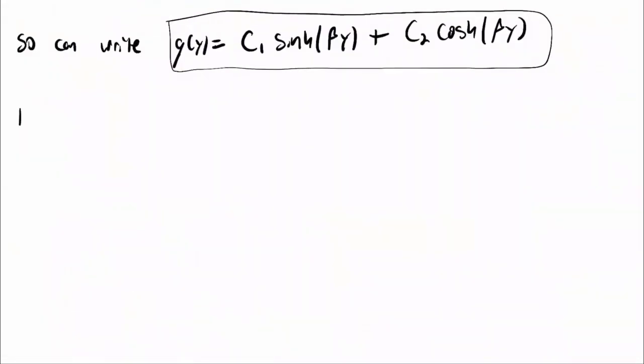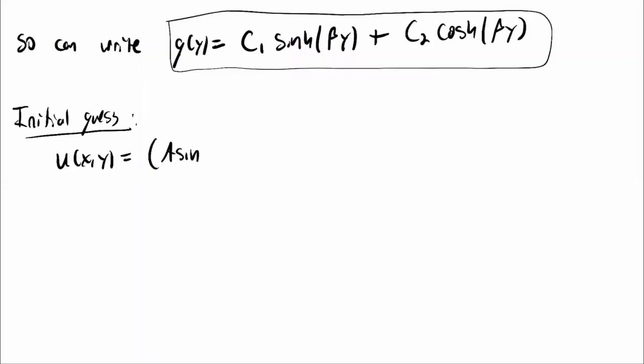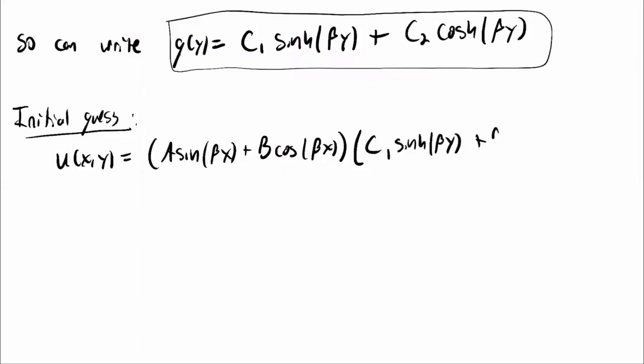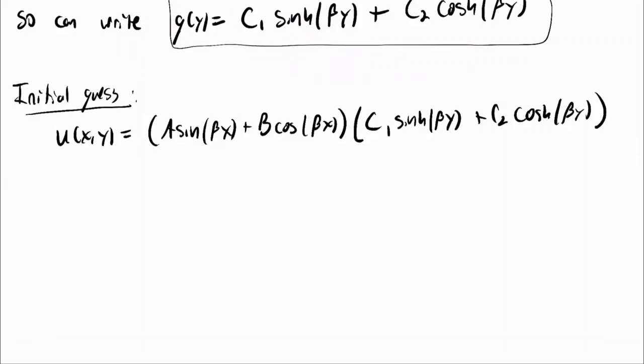Right, and so now our initial candidate, or our initial guess, well, we have u of x, y is given by f times g. Our function f was a times sine of beta x plus b times cosine of beta x, multiplied by this new term involving the hyperbolic functions: C1 sinh of beta y plus C2 cosh of beta y. Right, and so this is our initial candidate. And so now what do we want to do? Well, we want to use the boundary conditions.